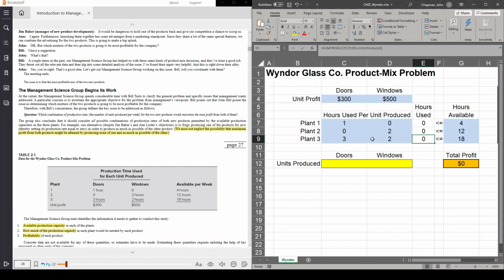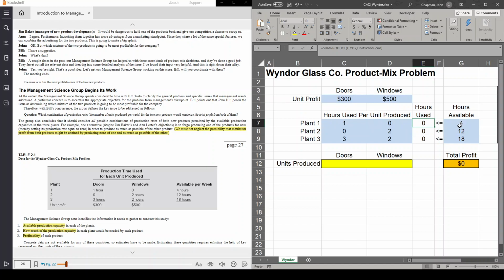So at this point, we have enough of the inputs. What we need to do is create the formulas to be able to create this model. And you'll notice here, for example, we have an hours used formula. This is cell E7 in this spreadsheet. E7 is the sum product function. And the sum product is simply saying, we're trying to figure out how many hours total we are going to use in plant one to produce doors and windows.